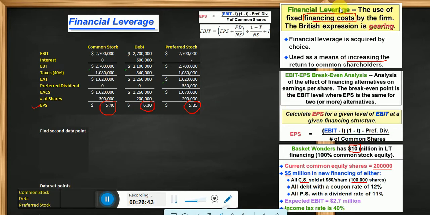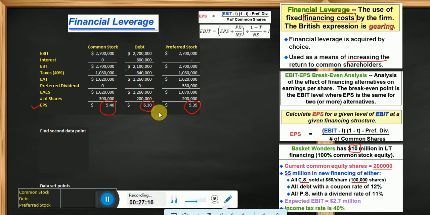Here, if you use debt as financing, it means you can finance by issuing common stock, and you can finance by issuing preferred stock, and also by debt. But if you select the debt alternative among these alternatives, then the earning per share will be higher here, and that is how much? 6.30.